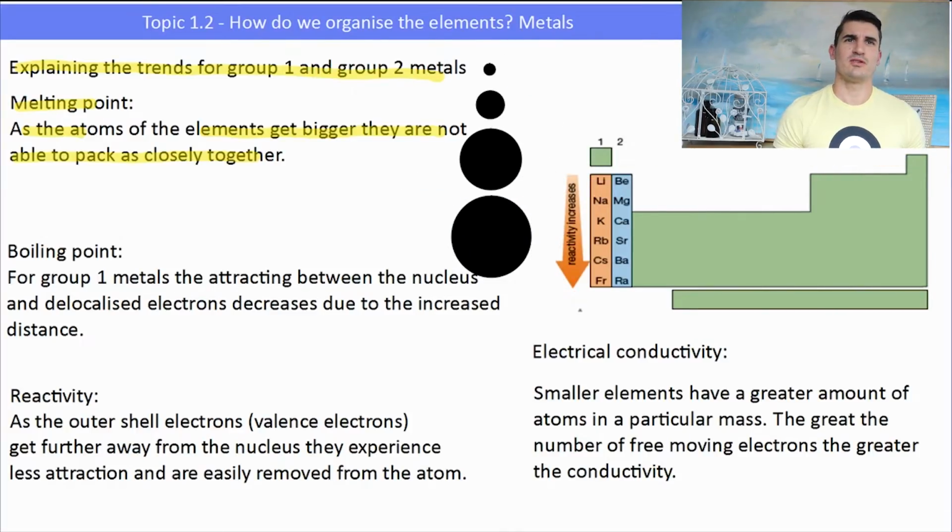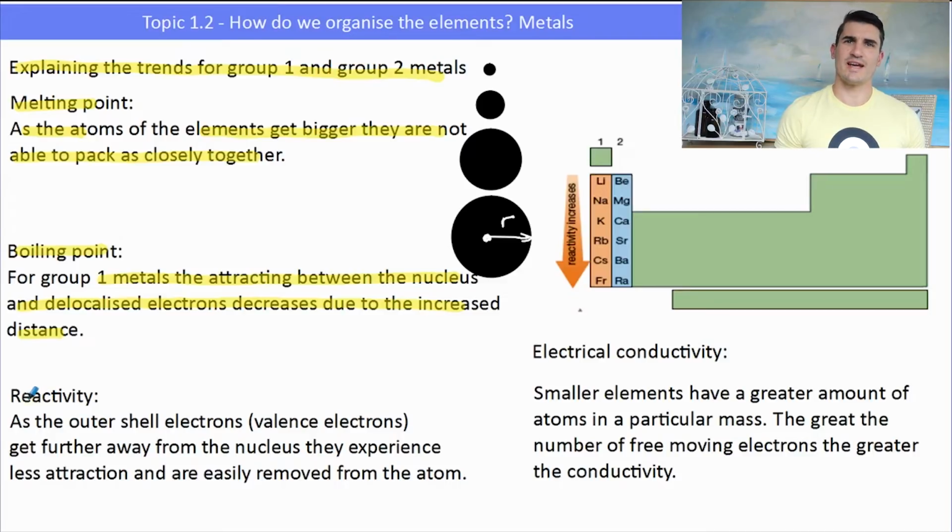The boiling point. So for the group 1 metals, the attraction between the nucleus and the delocalized electrons decreases due to the increased distance. It's basically the same as the melting point. What's holding them together is a lot further away the bigger they get. Their radius has increased, the sphere's radius has increased, so it physically can't have a strong enough attraction.